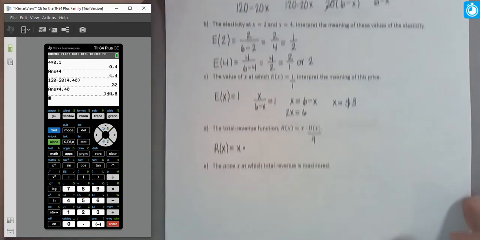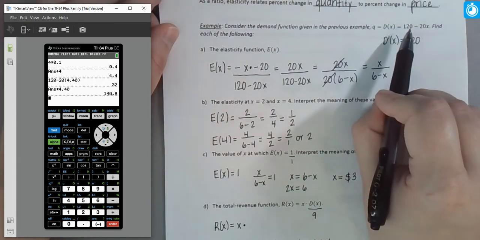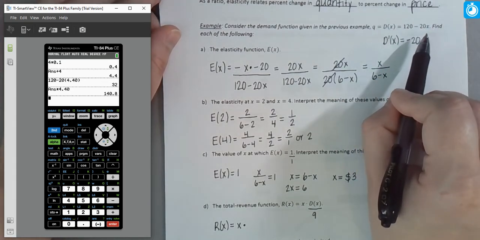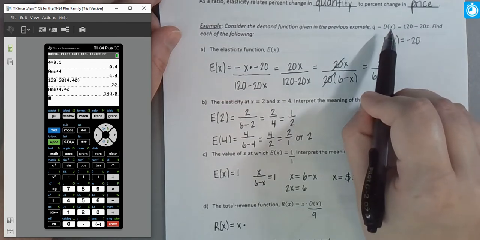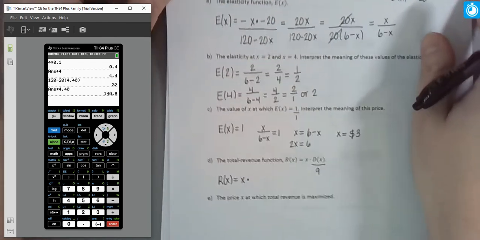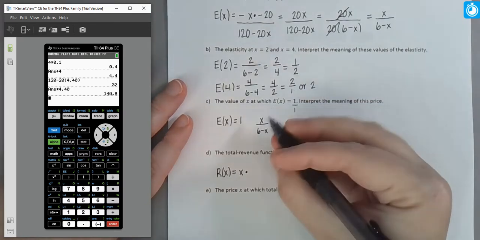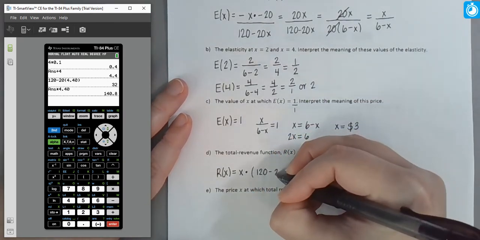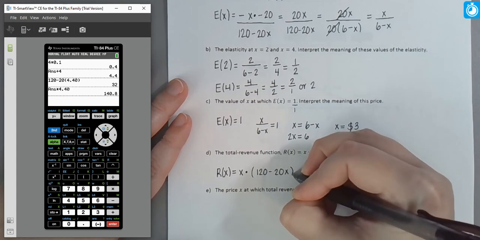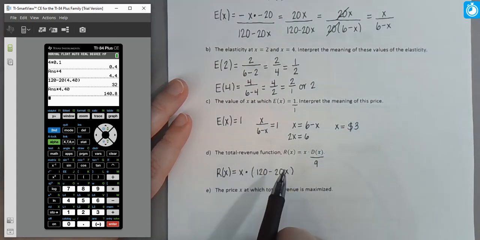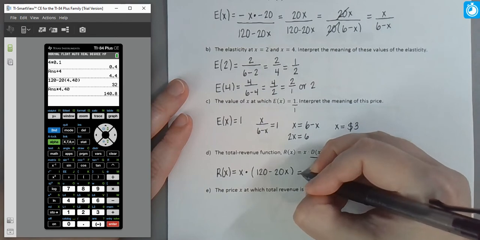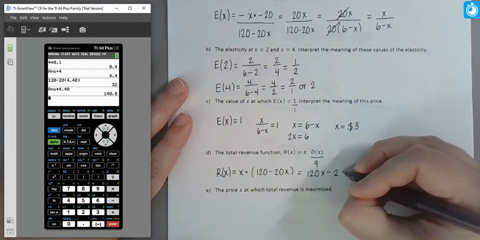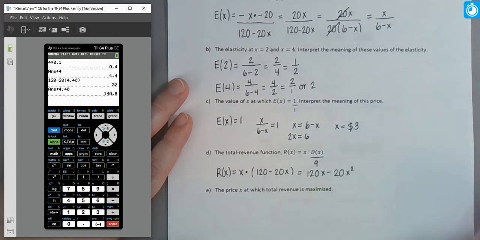So our revenue is equal to x, whatever the price is that we're charging, multiplied by our demand function. Remember, our demand function is 120 minus 20x. That represents the quantity that we expect to be able to sell at our particular price that we've chosen to set. So we're going to multiply x times 120 minus 20x. That, of course, means x needs to be distributed into parentheses. So that's going to be 120x minus 20x squared.